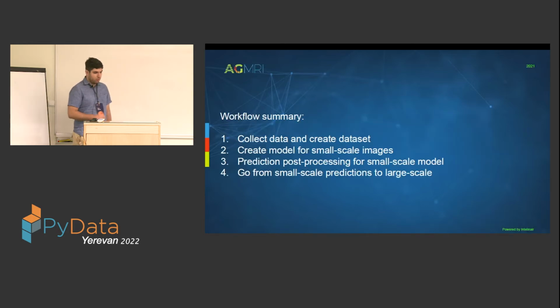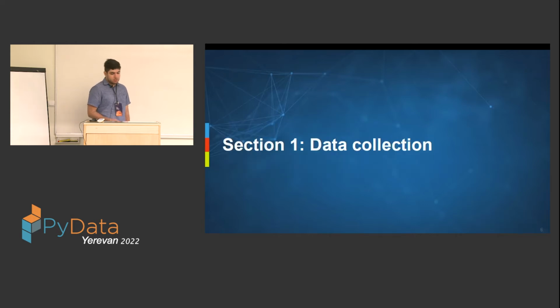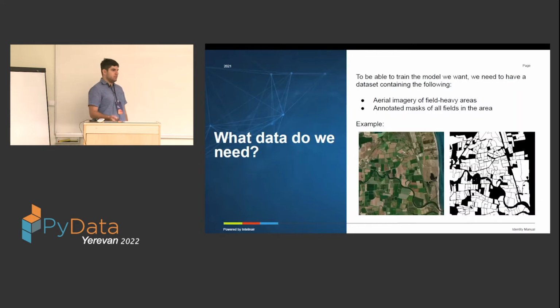Okay, so if we want to use machine learning and neural networks, we need data. So section 1, data collection. What data do we need? Well, we want to predict field boundaries, field extents. So obviously, we need the masked annotated fields of areas. This is the picture on the right. This is the annotated mask of the fields in a given area.